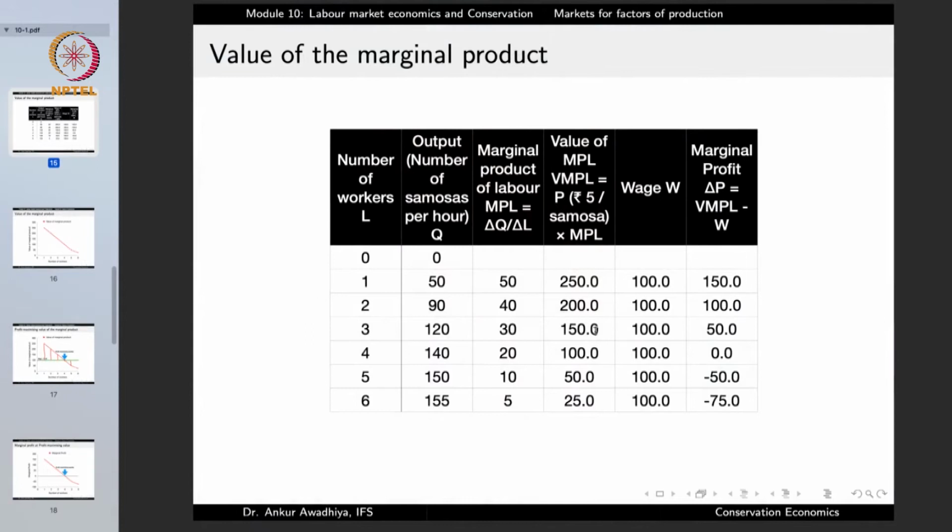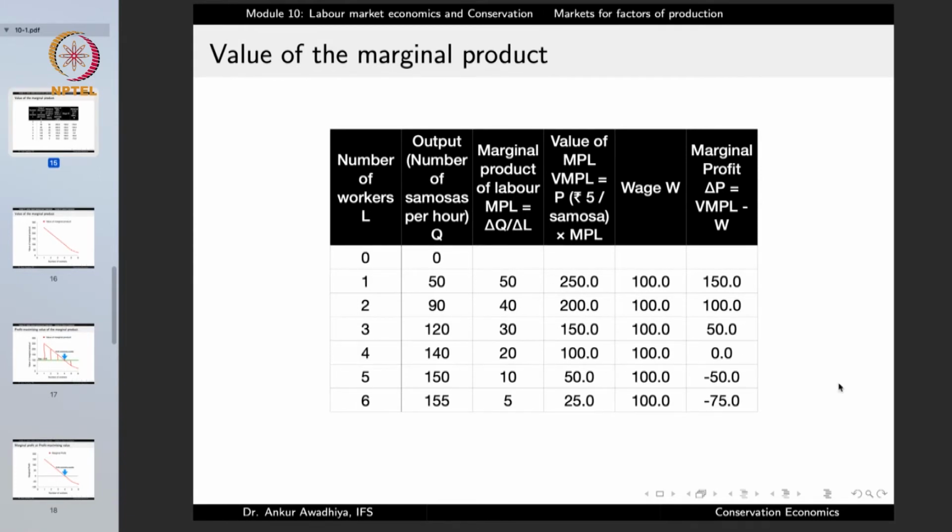For the second labor, the value is 200 rupees, the wage is 100 rupees. So you can think of it as the value of the product that you are buying from the market and the cost that you have to pay. So in this case, the value of the marginal product of labor is the value to the company.